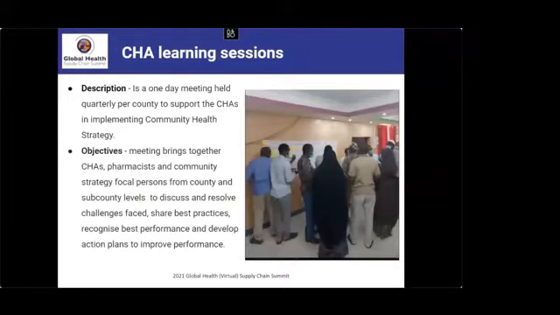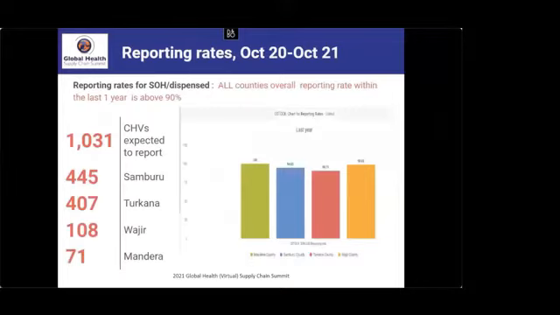What are some of the learnings that we've had over the period? The CHV learning session, a meeting that is held quarterly in each county, brings together the community health assistants, pharmacists, and community strategy focal persons at the sub-county and county level with one objective of sharing knowledge to solve challenges faced and improve the community health unit's performance.